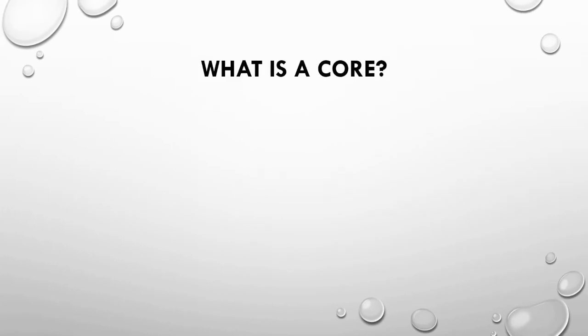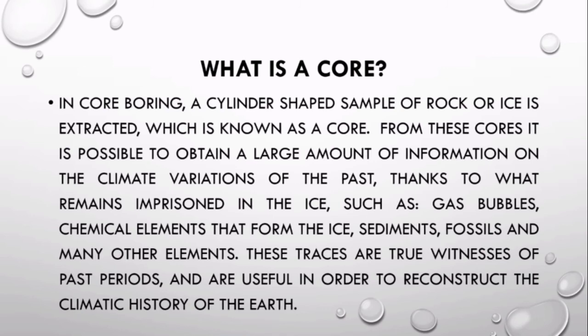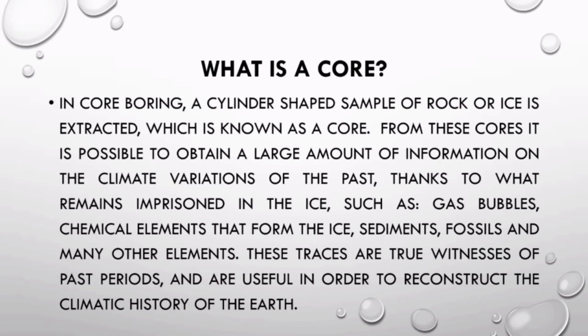What is a core? In core boring, a cylinder-shaped sample of rock or ice is extracted, which is known as a core. From these cores, it is possible to obtain a large amount of information on the climate variations of the past, thanks to what remains imprisoned in the ice such as gas bubbles, chemical elements that form the ice, sediments, fossils, and many other elements. These traces are true witnesses of past periods and are useful in order to reconstruct the climatic history of the Earth.